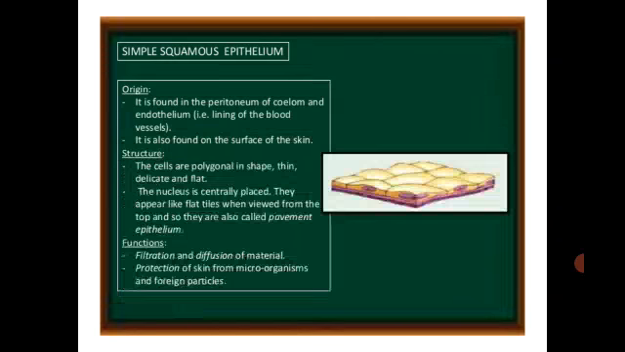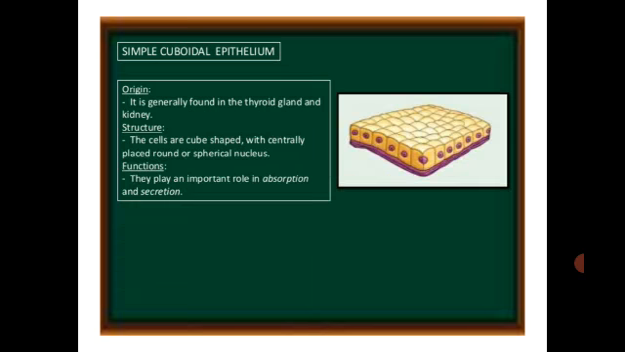Simple squamous epithelium is present in the lining of the blood vessel. It is found on the surface of the skin structure. They are thin, delicate and flat. The nucleus is centrally placed. They appear like flat tiles when viewed from the top, and they perform the filtration and diffusion of material, and protection of skin from microorganisms and foreign particles.